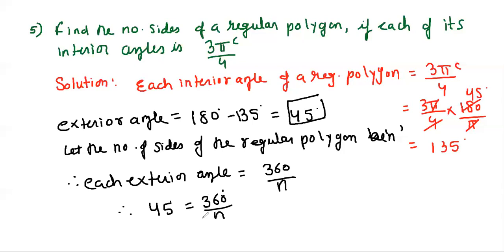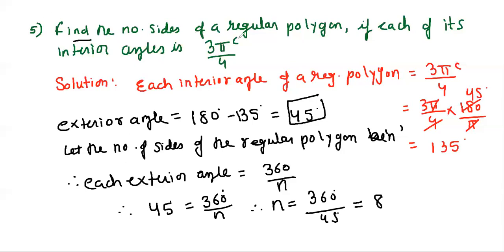So what I would do now, I would take this n here. Therefore n is equal to 360 degree divided by 45. Now can we divide 360 by 45? Yes, we can. 45 is a factor of 360. So I think it is 8. Yes, 8. So n is equal to 8. That means it has 8 sides. So that's what I have been asked.